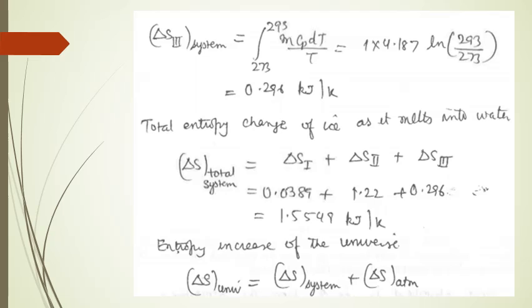Now the total entropy change of ice as it melts into water is equal to the entropy change for the first process plus entropy change for the second process plus entropy change for the third process. The first process was when the ice was heated from minus 5 degrees Celsius to 0 degrees Celsius. The second process was the fusion of ice into water, and the third process was the temperature rise of water from 0 degrees Celsius to 20 degrees Celsius. So all these three entropy changes have been added, and the result comes out to be 1.5549 kilojoule per Kelvin.